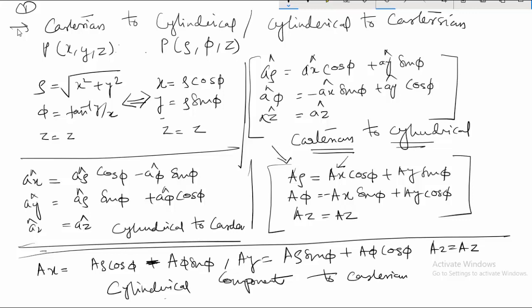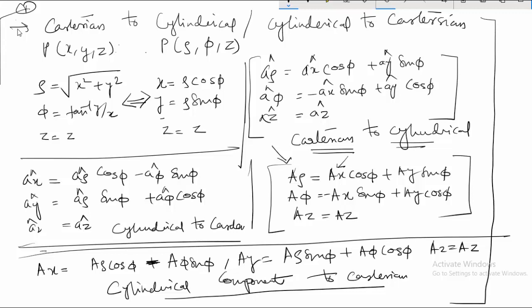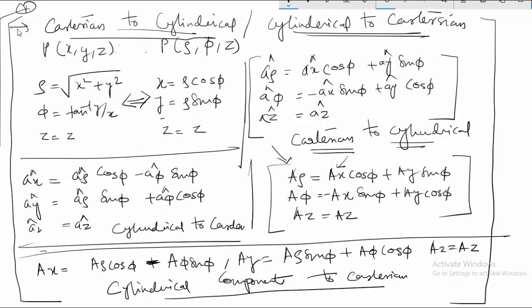So these are the basic equations. In this sheet I have listed down all the basic equations which you will ever need to convert from Cartesian to cylindrical or from cylindrical to Cartesian. So whichever is given to you, you can convert to the other side using these equations.